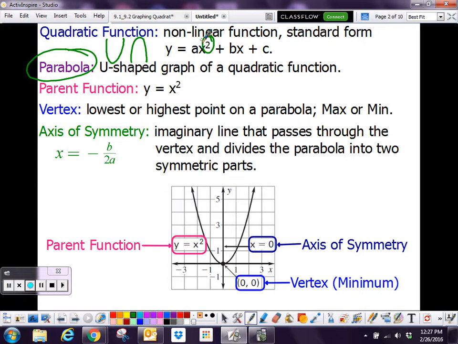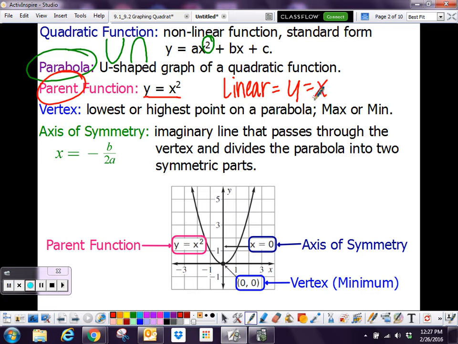The parent function, and this is very important here, your parent function of a quadratic is y equals x squared, okay? Because you could have a function that was y equals 3x squared, or y equals 5x squared minus 1, or anything with numbers in it, but the family that a quadratic is in is y equals x squared. If you think back to linear, the parent function of a line was y equals x. So you have to know the parent function here.